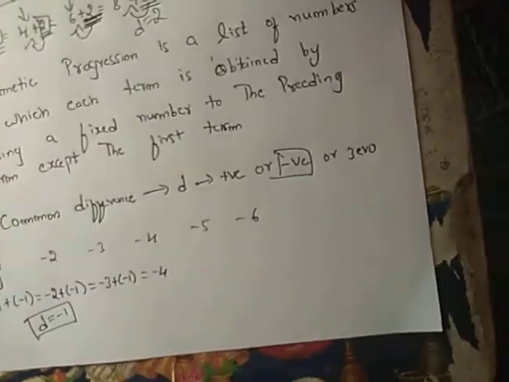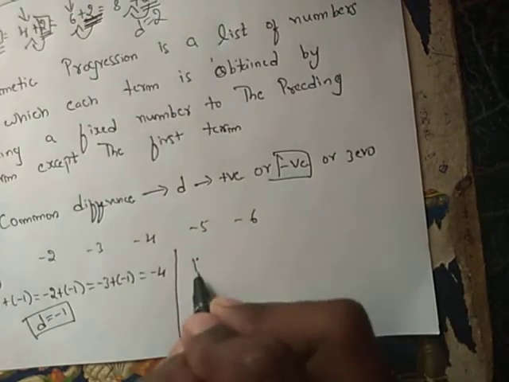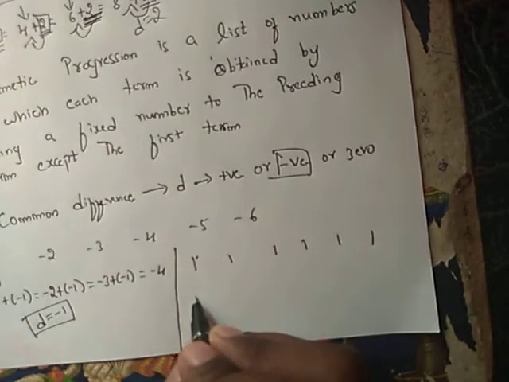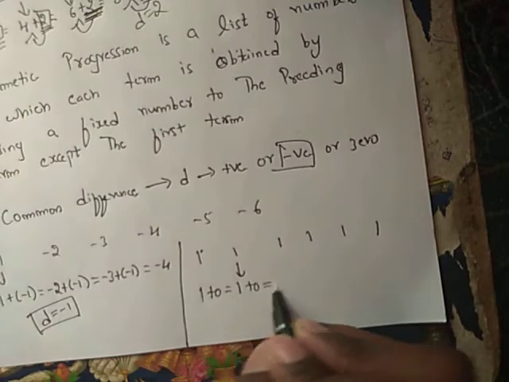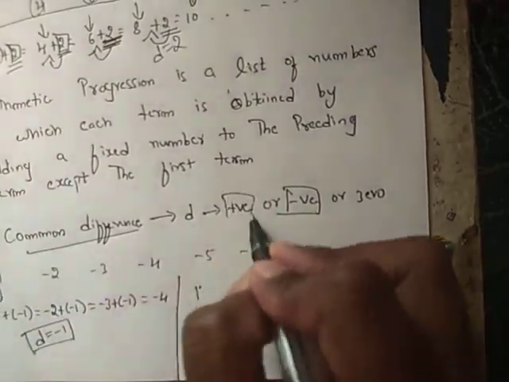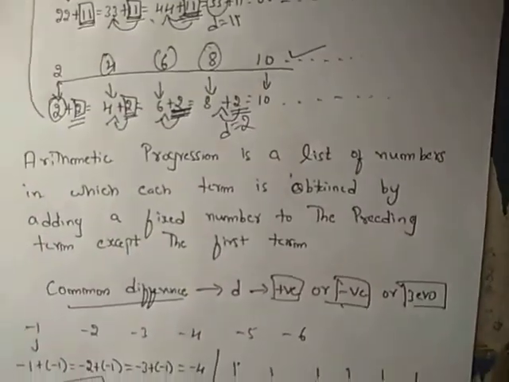And for the example of 0, let us take the sequence 1, 1, 1, 1, 1, 1. For the first term, if we add 0, we get the next term, and if we add 0, we get the next term. So like this, the common difference may be positive, negative, or even 0.